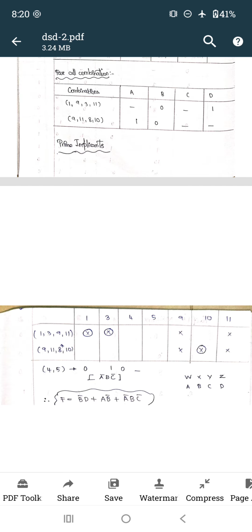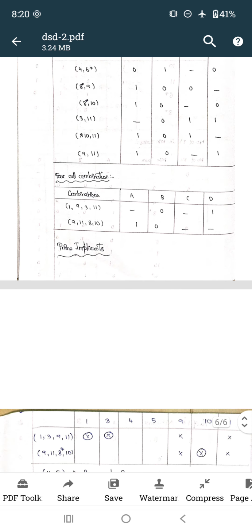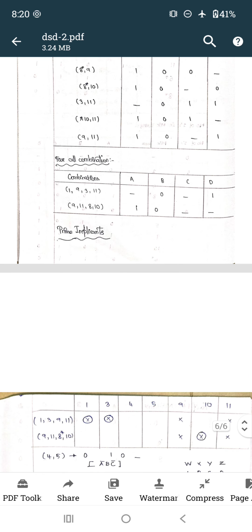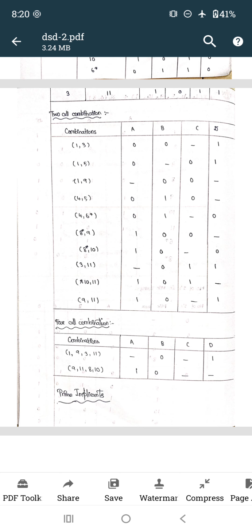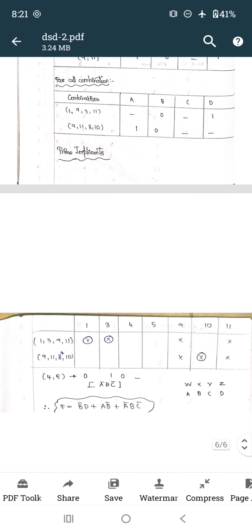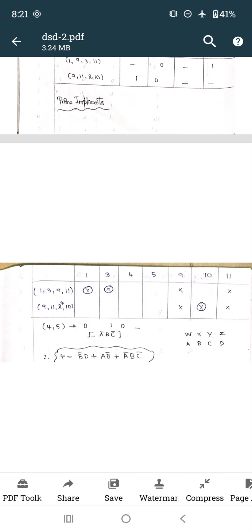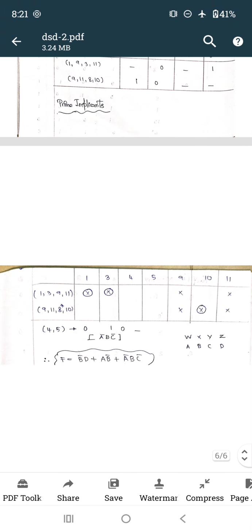So the remaining term which is not covered in these prime implicants is 4 comma 5. So next you need to check with the 4 comma 5. The values for 4 comma 5 are 0, 1, 0, hyphen. So next we are going to put the values as 0, 1, 0, hyphen. Next we are going to put the cross mark in the 4 and 5. Next we are going to form the grouping.